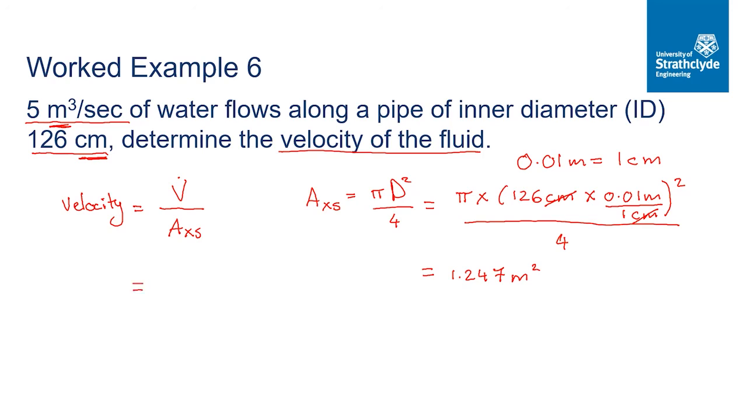Then all that's left to do is calculate our velocity. Our velocity is our volumetric flow rate, which is 5 meters cubed per second, divided by 1.247 meters squared. And here you can see our meters squared cancel out with some of our meters cubed, and we're left with 5 meters per second divided by 1.247. That gives us a value of 4 meters per second.